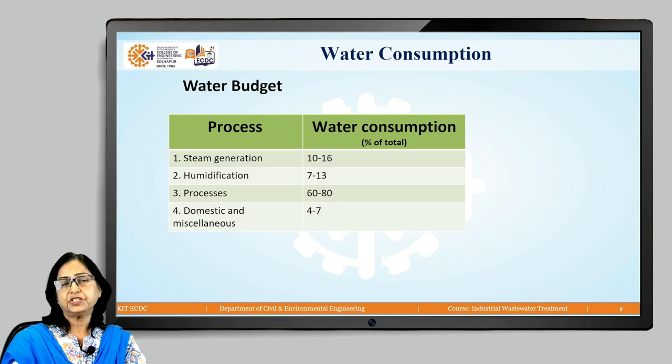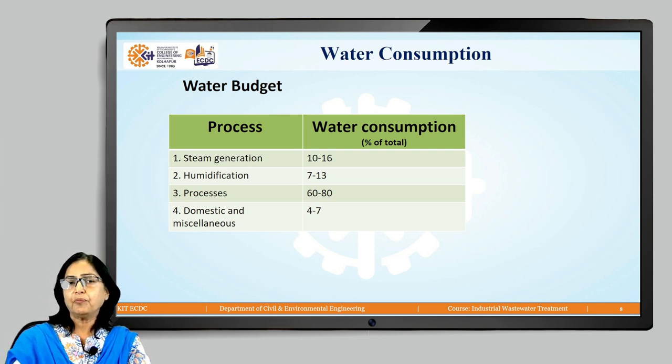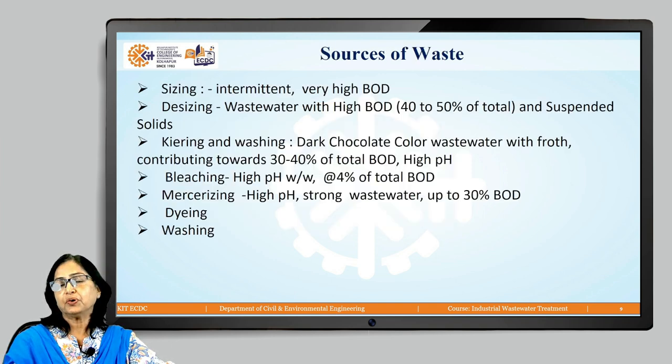So if you look at the water budget for this industry, the four main uses of water are: one, steam generation, which requires about 10 to 16% of total water consumption. Then humidification, that is for dry process, requires about 7 to 13%. Next is main processes. So as I said, each and every step is followed by washing of textile. Hence, the processing requires about 60 to 80% of water, and about 4 to 7% is for domestic use as well as miscellaneous purposes. So the major water requirement is for processing.